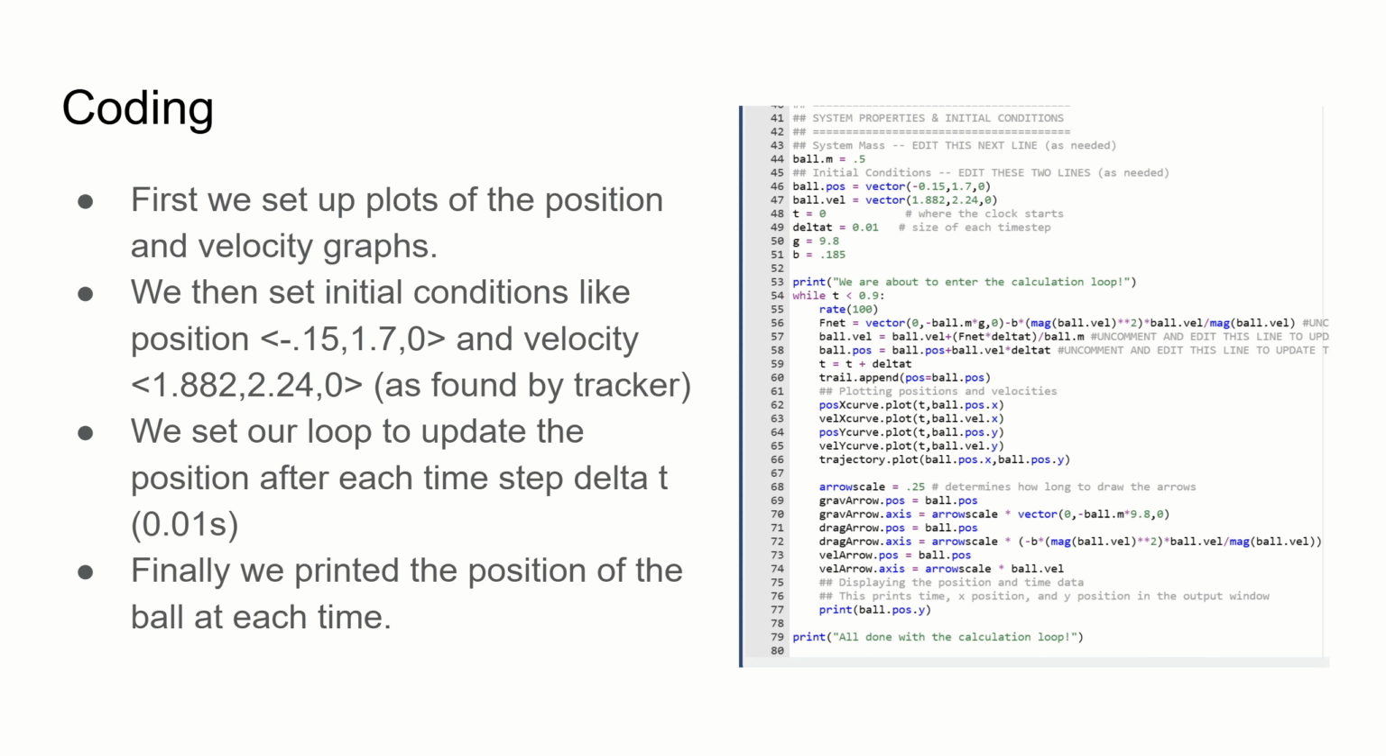Coding. First we set up plots for the position and velocity graphs. Then we set initial conditions like the position and velocity as found by Tracker. We set our loop to update the position at each time step, delta t. Finally, we printed the position of the ball at each time.